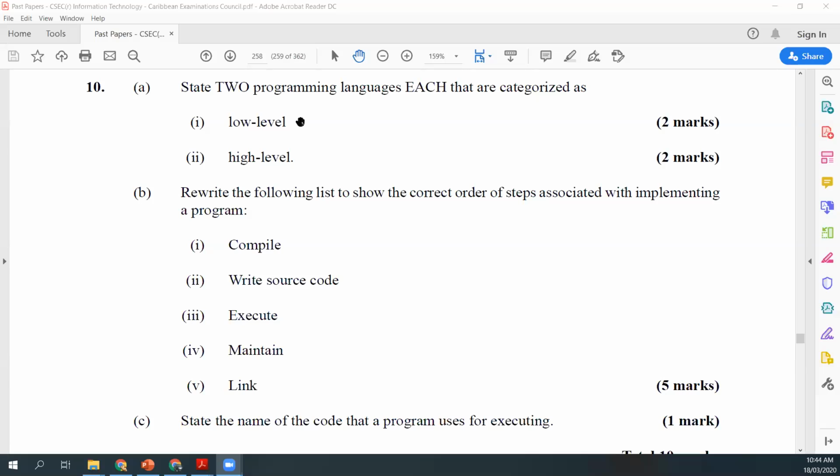Examples of high-level languages would be the ones that are more in the vocabulary we use. So yes, Java, Pascal, Python, etc. Those are examples of high-level languages. The second part to this question is: rewrite the following list to show the correct order of steps associated with implementing a program. They have there in a random order: compile, write source code, execute, maintain, and link. You all could type this in the chat in the right order.